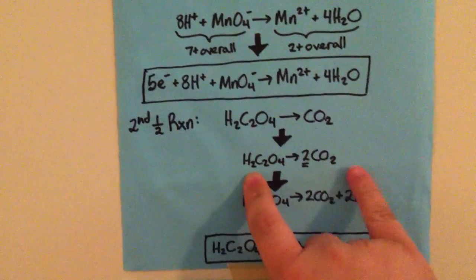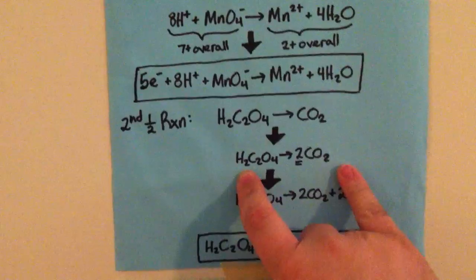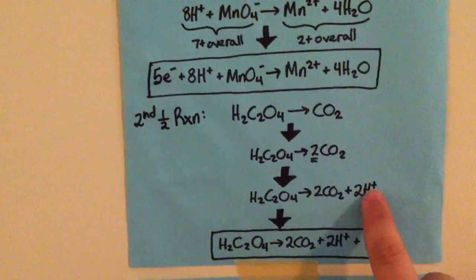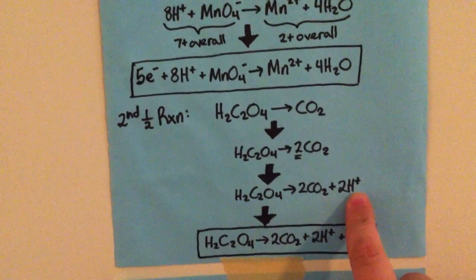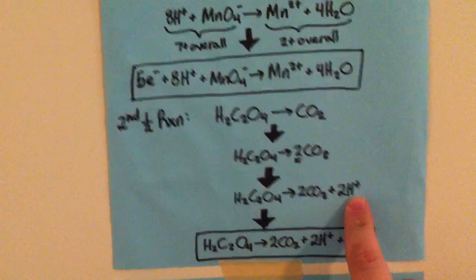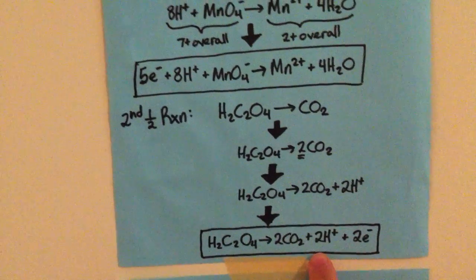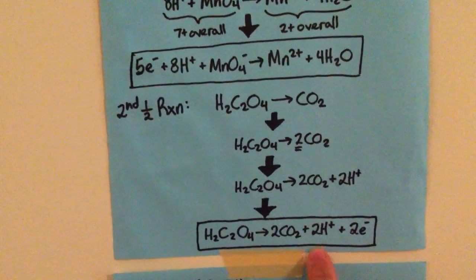Next step is to balance the H's. I have 2 on the left, but none on the right. So jumping down, I can balance this by putting 2 H pluses on the right-hand side. Balance H's by putting in protons. I now have a balanced second half reaction, but we have a little bit of a discrepancy.